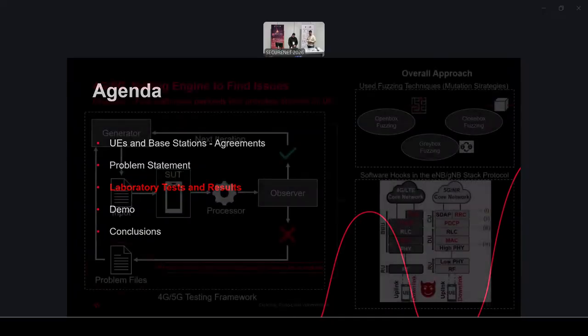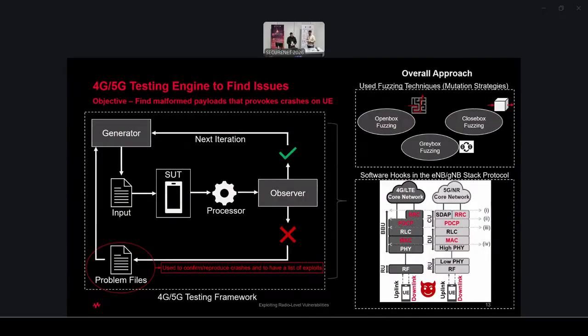Then you talk a bit, at a high level, about the framework that we have in our testing lab to find exploits for the UEs. We basically use a fuzzing technique. With the fuzzer technique, we can have the open box, the closed box, or even the gray box. And we exercise all of them.